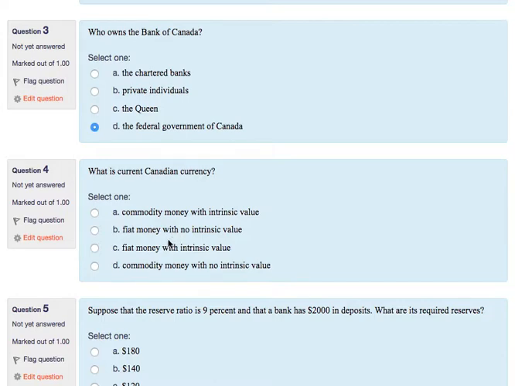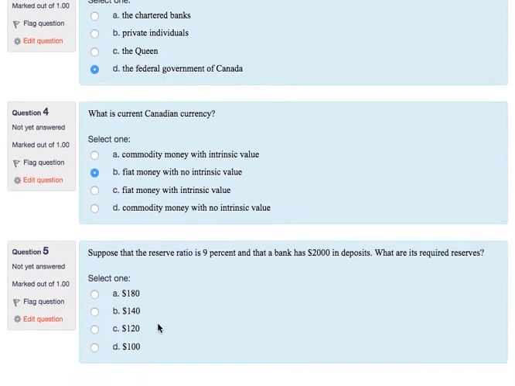You might be able to light a very small fire with it or do something else, but it doesn't have $20 worth of value. So it's fiat money with no intrinsic value. Commodity money has intrinsic value, in the sense that if no one wants to accept that coin anymore, you could always melt it and create jewelry with it. So that's it. But the Canadian currency right now is fiat money with no intrinsic value.